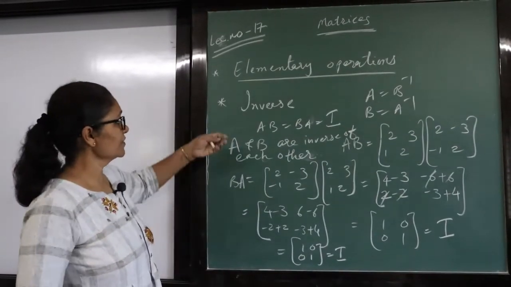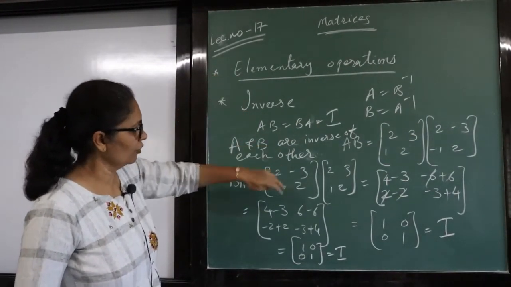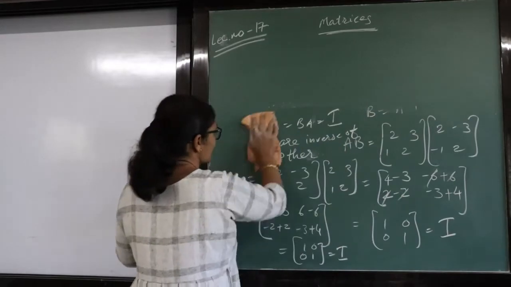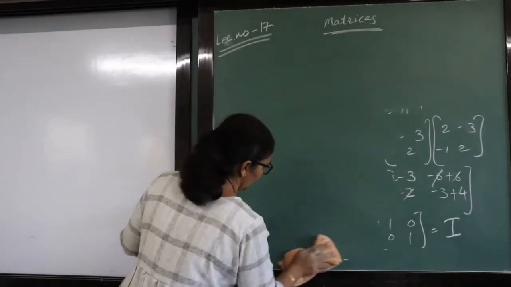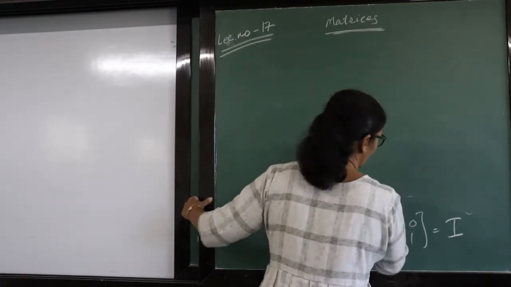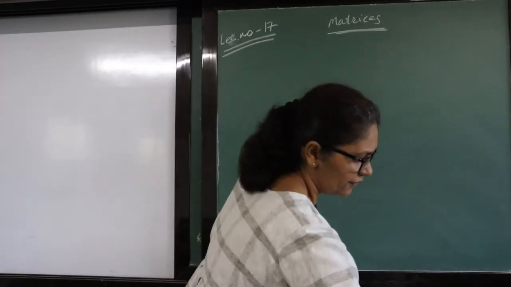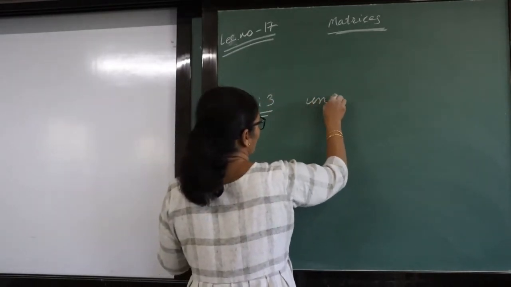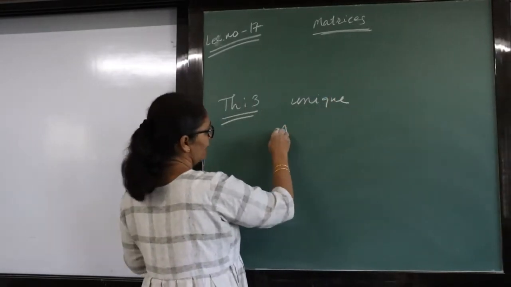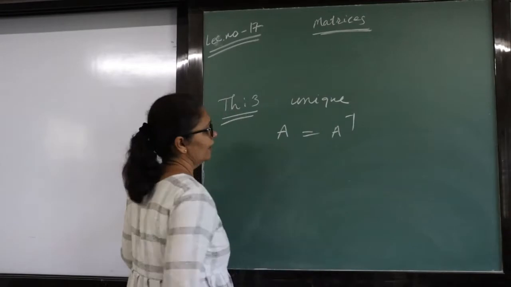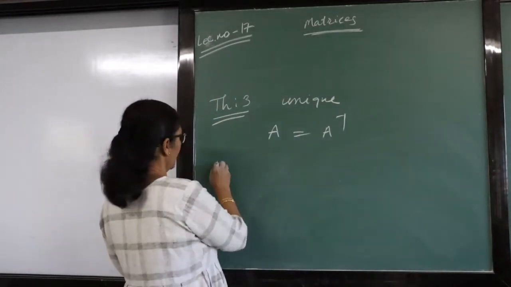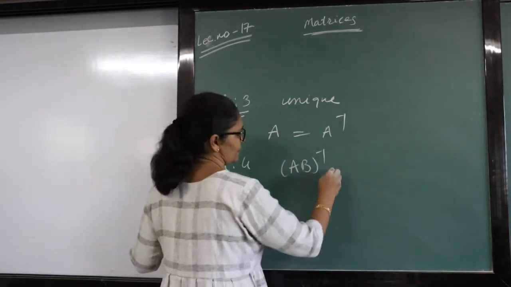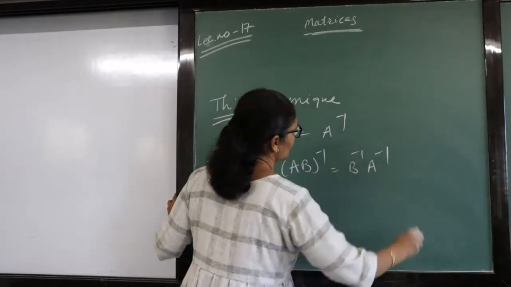So this is our first elementary operation, and then the definition of inverse. I have explained the definition by example also. Now let's check the theorems of inverse. Our first theorem, theorem number 3 for inverse, is that if an inverse exists, then it is unique. Unique means if we have A, then only its inverse can be written, A inverse, only one inverse, not another. And theorem number 4: in a square matrix, if the inverse of AB exists, then it will be B inverse into A inverse.